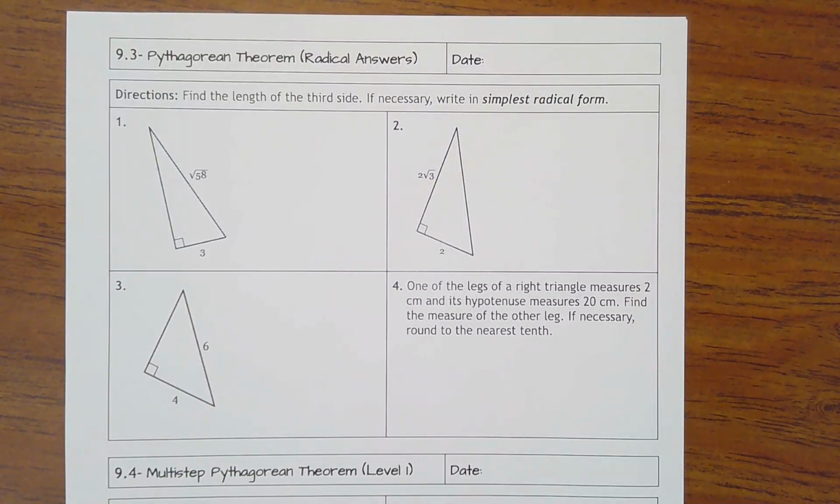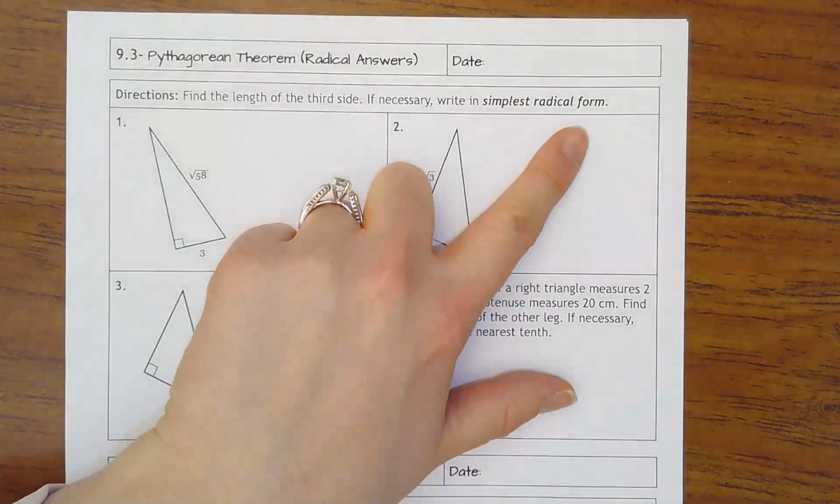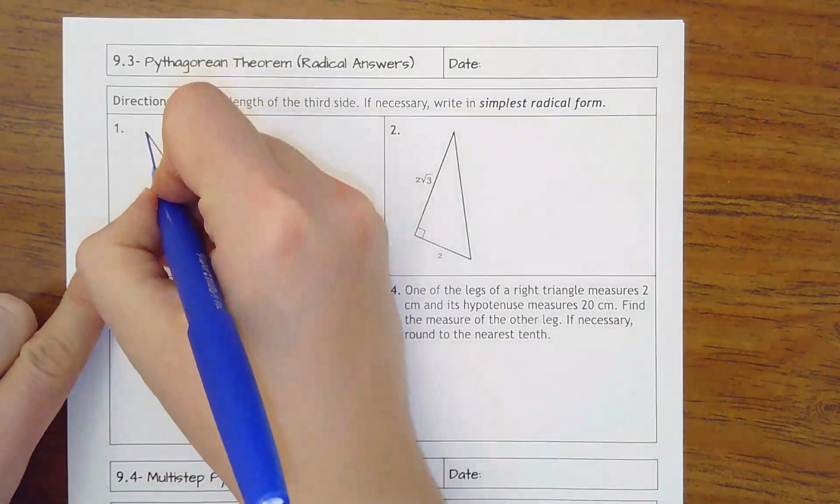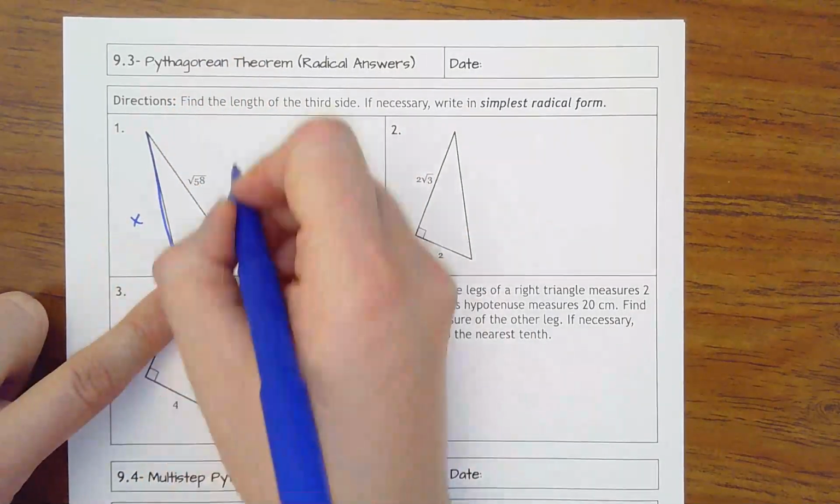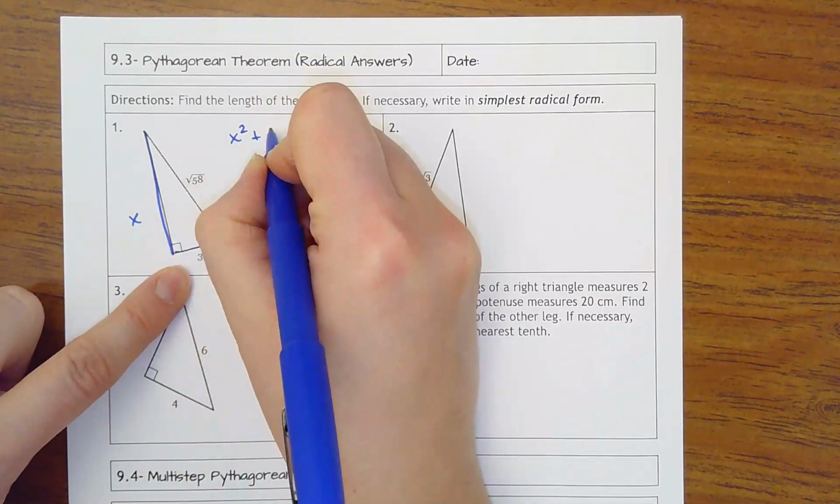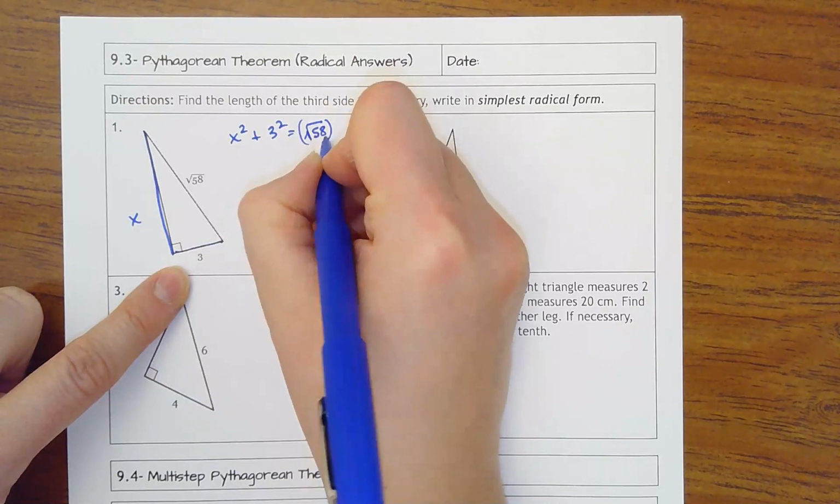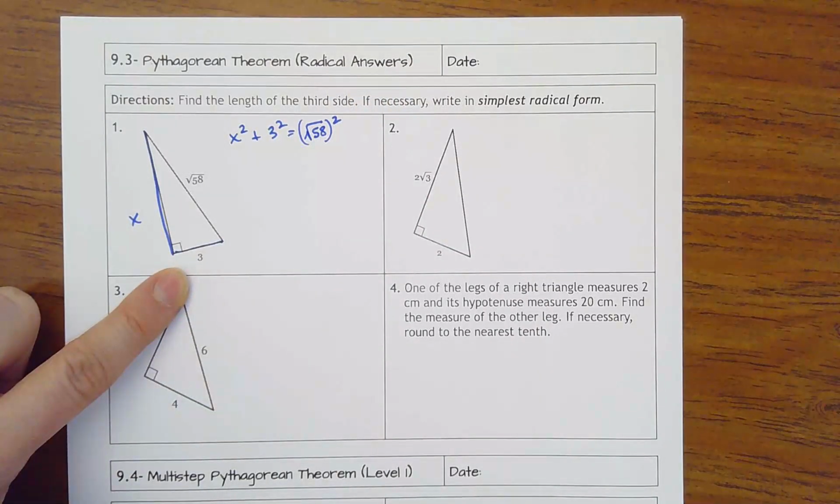9.3 is more Pythagorean theorem, but it's with radicals, so it is slightly different from things that you need to see. So we're writing in simplest radical form. Okay, in this problem, I have one of the legs. I'm missing the other leg, so it would look something like x squared plus 3 squared equals square root of 58 squared. And that's how I write it.